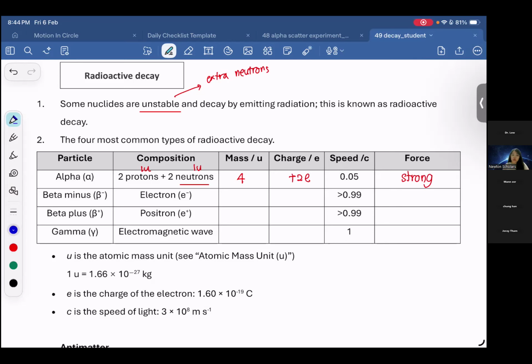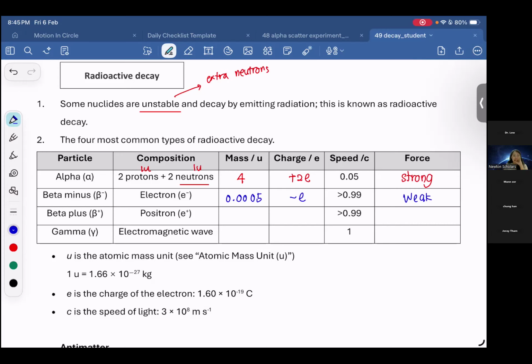That is an electron. So the electron, just now we said, is 1 over 1840 U. If you press your calculator, you should get 0.0005 U, or 1 over 1840 U. It's a very, very small mass. Then the beta minus electron, the charge is negative e. What else? Oh, the force is weak. Therefore, the electron can be lost, can be gained. The force holding the electron is actually the weak force.